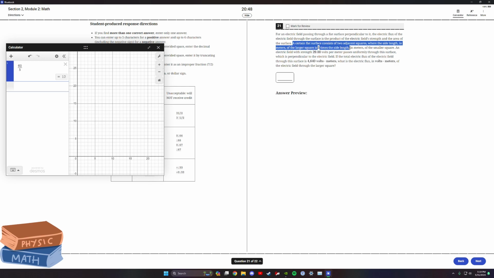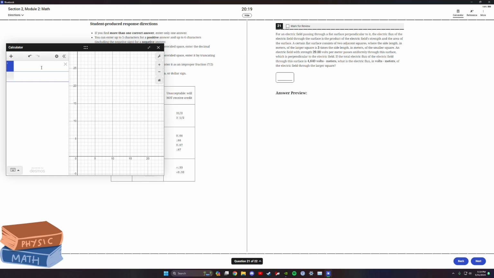Three times outside, large square is 3 times as big. So electric field strength is that, passes uniformly, perpendicular, total electric flux of the surface is that number. What is electric flux of the electric field, the larger square? So basically it's like area, right? It's the product of electric field and the area of the surface. So the area is 3 times as big, but it's 3 times as big this way and that way. So it's 9 times as big.